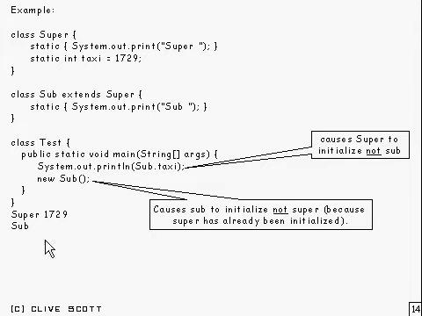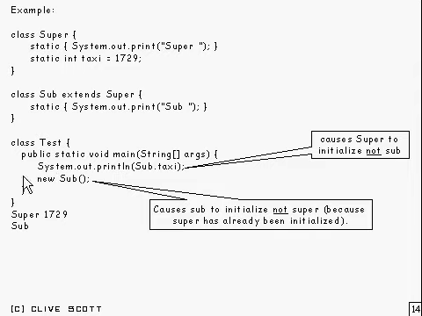Here's an example to illustrate a few more points. We've got this class Super here, and a static initializer here just prints out Super, and it's got this static int in it, which is set to 1729. And if you don't know the significance of that, look up taxi and 1729 on Google or something. Here's a subclass which extends Super, and it just prints out Sub.